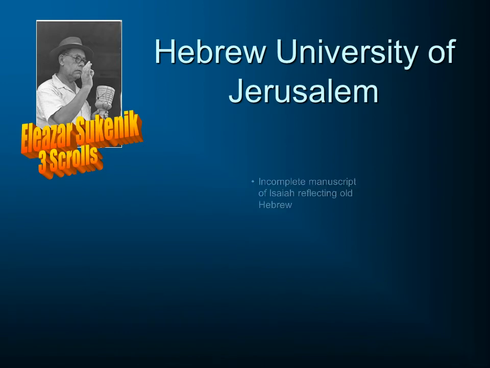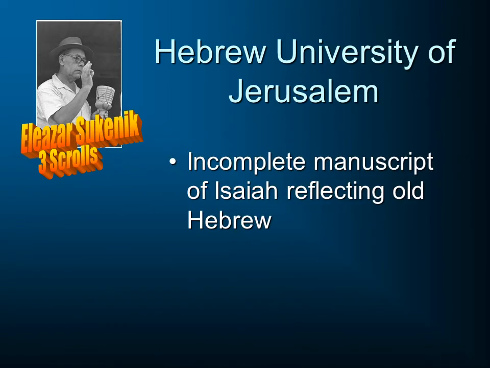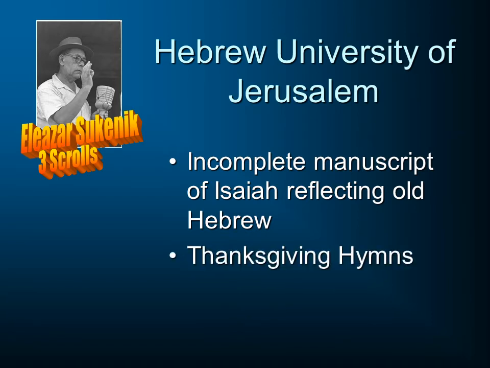Sukenik took his 3 scrolls, and one was an incomplete manuscript of Isaiah. It reflected the old Hebrew text as opposed to reflecting the Septuagint. The second was a book of Thanksgiving hymns, not part of the Bible, part of this group that we think are referred to by Josephus as the Essenes, and a war scroll also by that other people group. So 1 biblical scroll, 2 non-biblical scrolls, but still Jewish and still religious in nature.